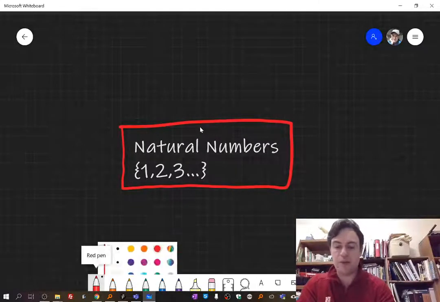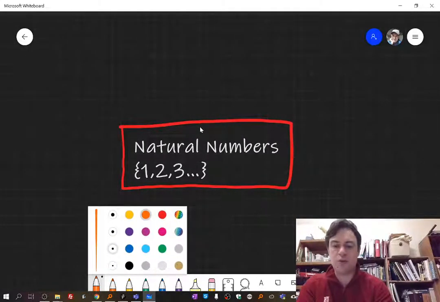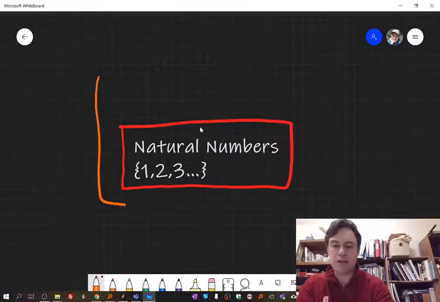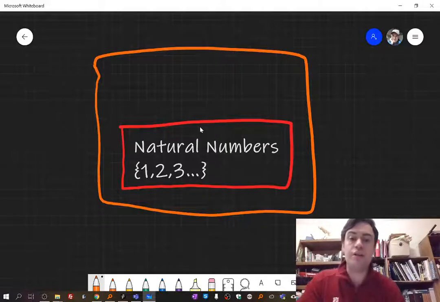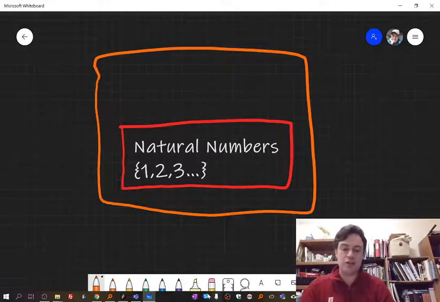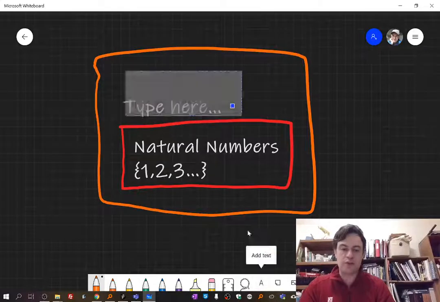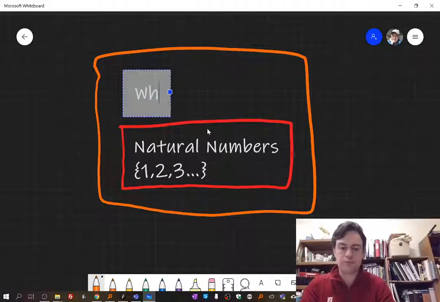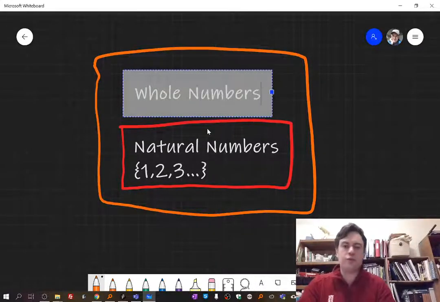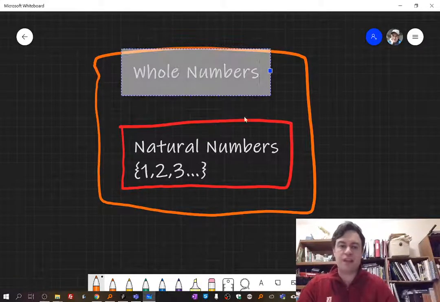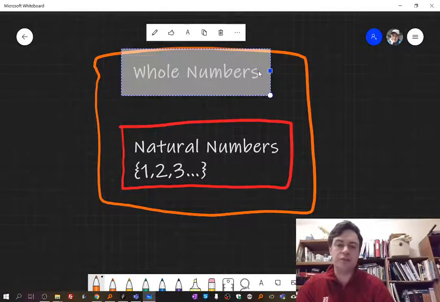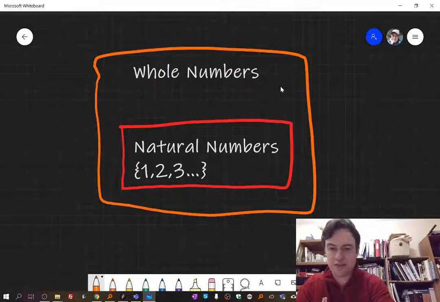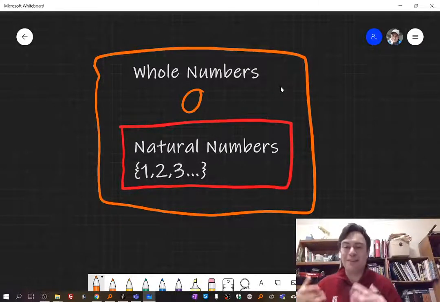So the next category is what's called the whole numbers. And the whole numbers will contain all of the natural numbers, in addition to adding a new number. So these are the whole numbers here. What the whole numbers do is, including the natural numbers, they also add in the number 0. Maybe I'll just write it as a 0 right here. Boom. The number 0 is part of the whole numbers.